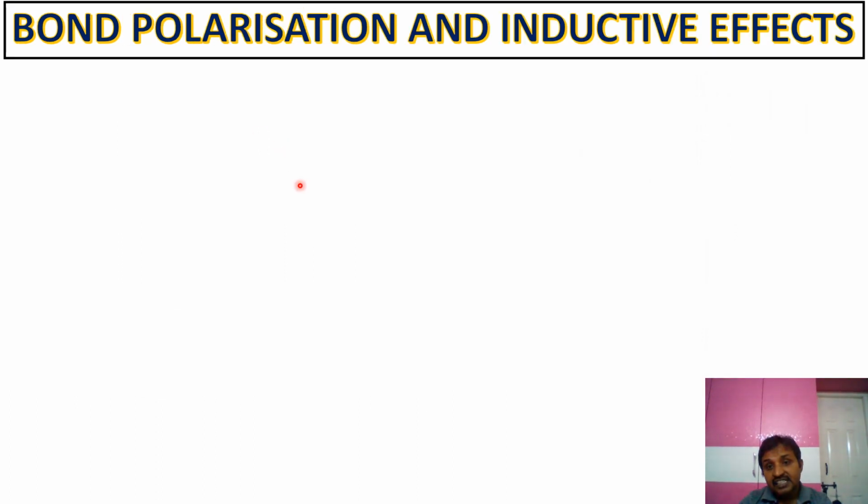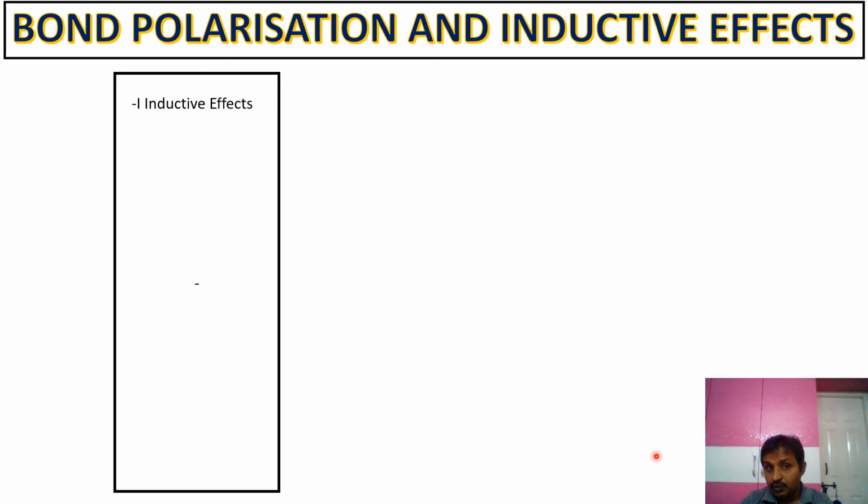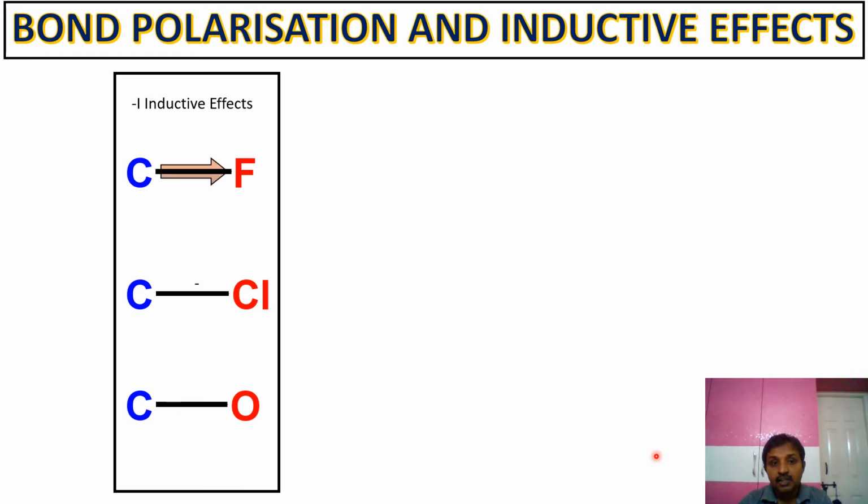Now, bond polarization and inductive effect. Now see here, minus inductive effect groups: the carbon fluorine bond, the carbon chlorine bond, the carbon oxygen bond. Here the arrow mark represents the minus inductive effect of the fluorine atom. Because of the minus inductive effect of the fluorine atom, fluorine gets partial negative charge and carbon gets partial positive charge. Next, because of the minus inductive effect of the chlorine atom, the chlorine atom gets partial negative charge and the carbon atom gets partial positive charge.